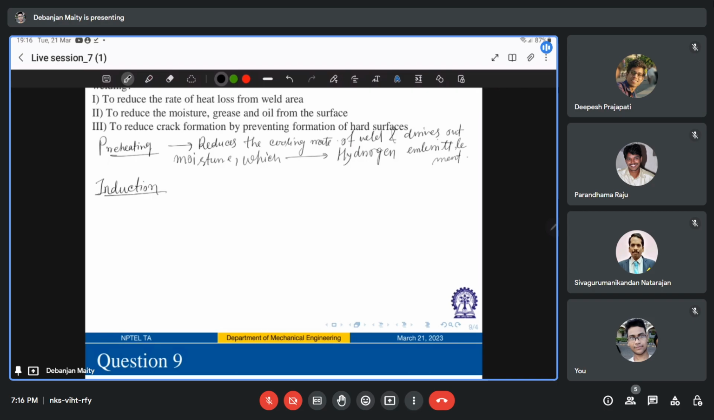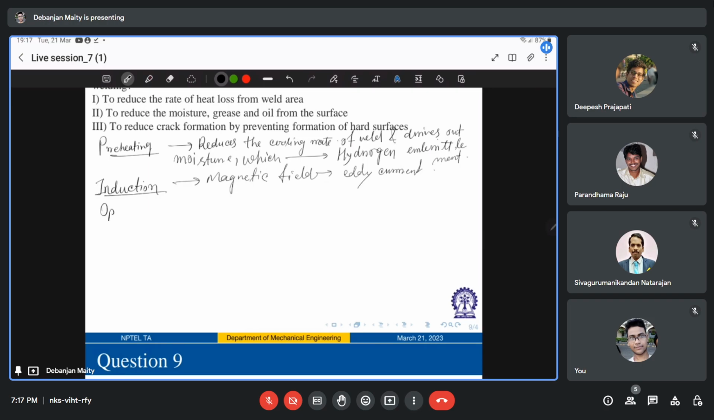There can be induction preheating. So what happens during induction preheating? It creates a magnetic field, right? It creates a magnetic field that generates eddy currents within the base metal, heating it internally from within, right? So it creates a magnetic field and that generates the eddy current.